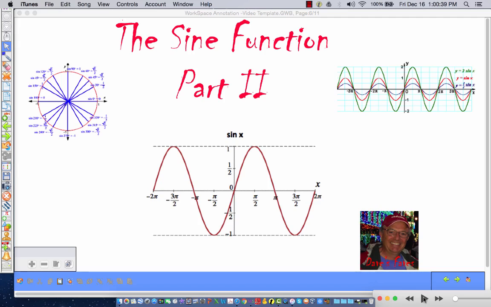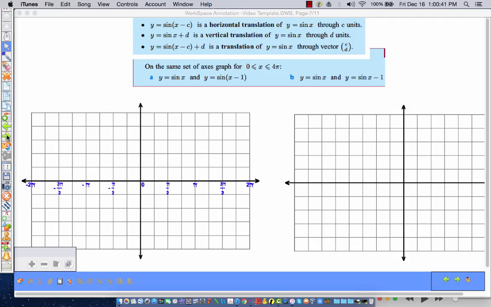All right, so we already did some graphing. Let's do some more. Now we're going to talk about horizontal translations and vertical translations. Okay, so horizontal, we know this. We have x minus c. The minus c is subtracted from the x before we take the sine. It's a horizontal shift through c units.